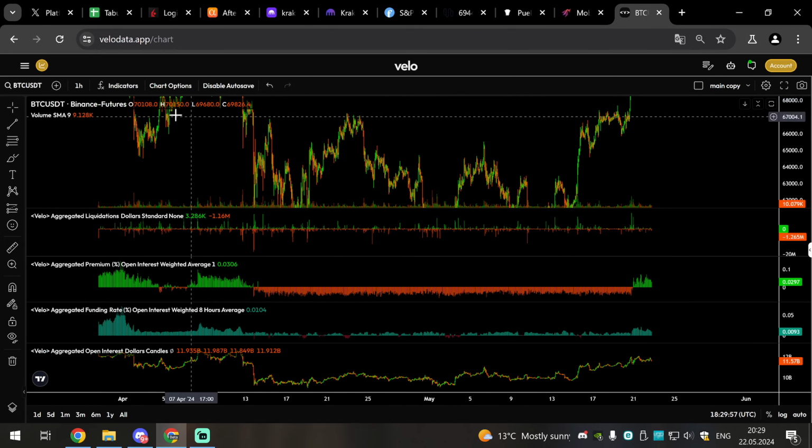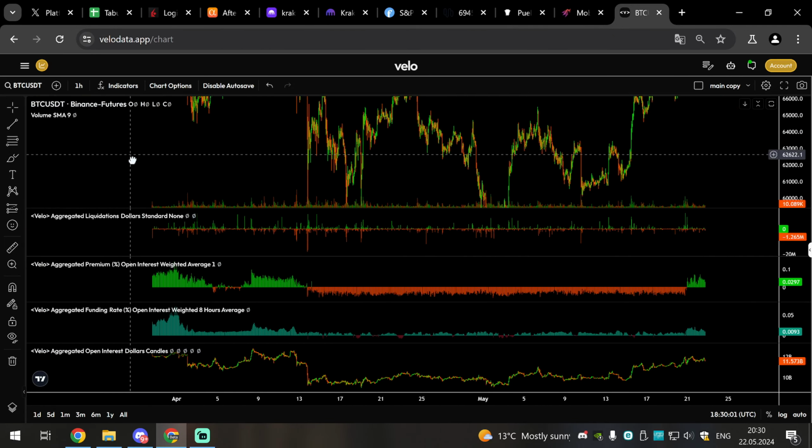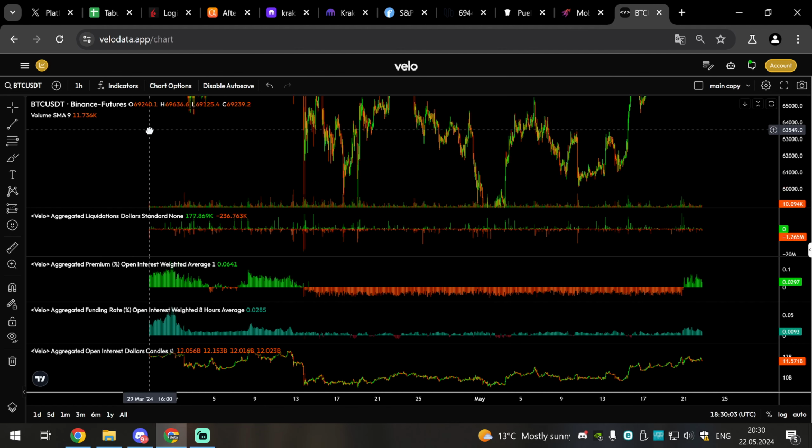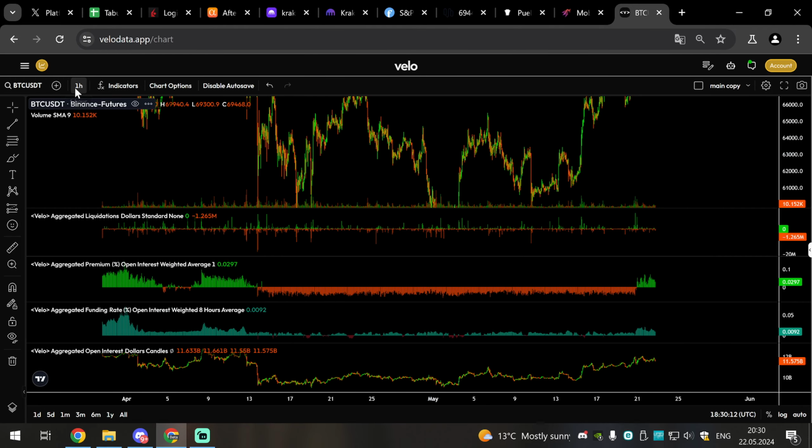By the way, as a free account, you have limitations. You don't have as much historical data. That's another disadvantage of a free account, but it's more than enough. Look here, I can see from 1st of April until today. So it's like 6 weeks of visibility on 1 hour time frame. That's decent. Another metric we are watching is the aggregated premium, open interest weighted average.